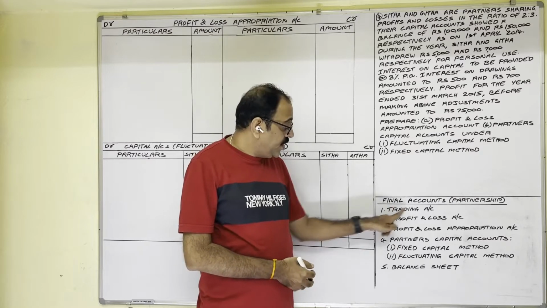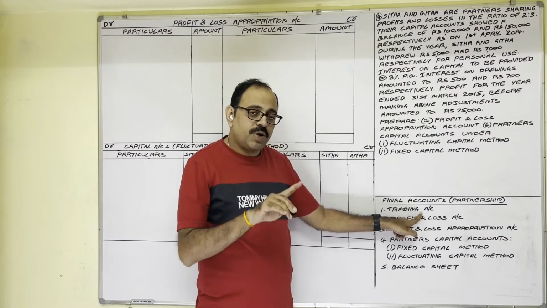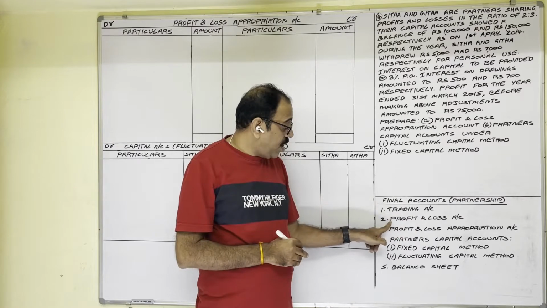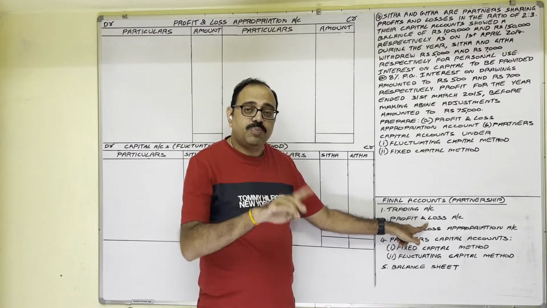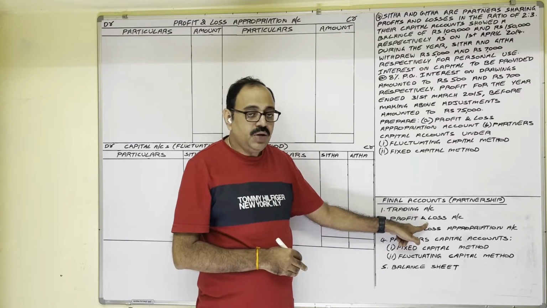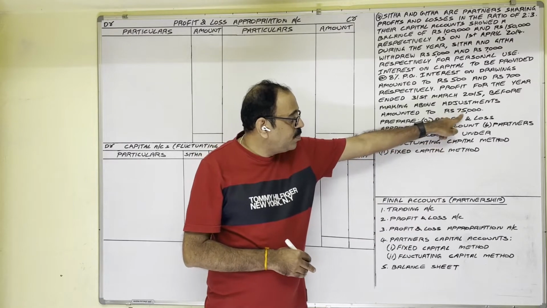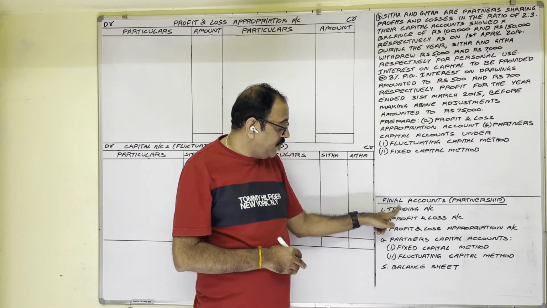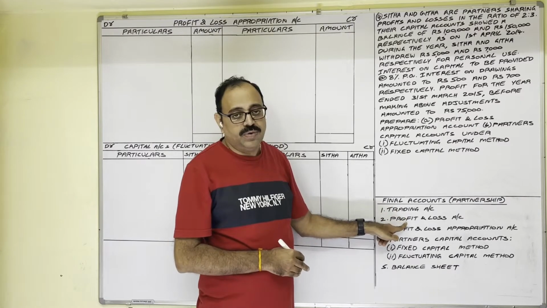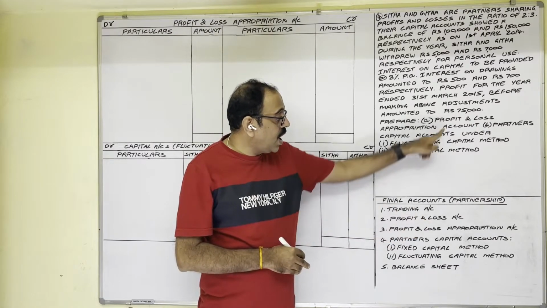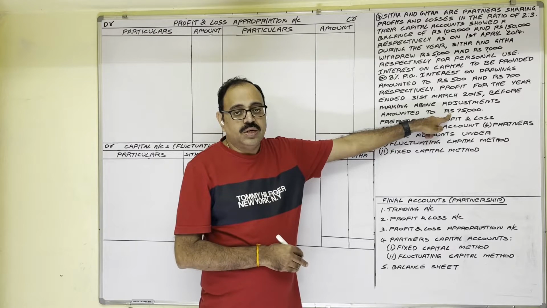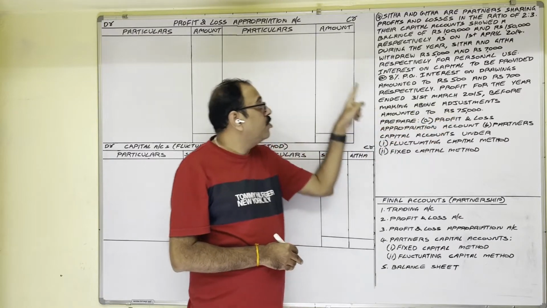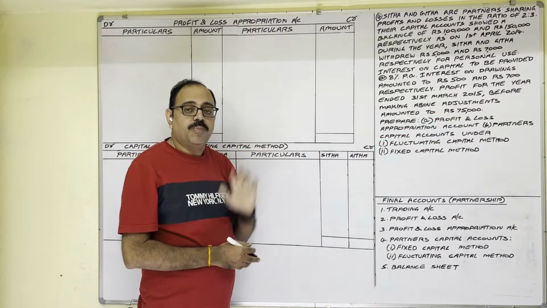And in the trading account our answer is gross profit or gross loss. In the profit and loss account our answer is net profit or net loss. In the question that net profit is already available. That is why we need not prepare the trading account and profit and loss account, because the profit and loss account answer is directly given in the question. Taking that, we have to prepare the profit and loss appropriation account.